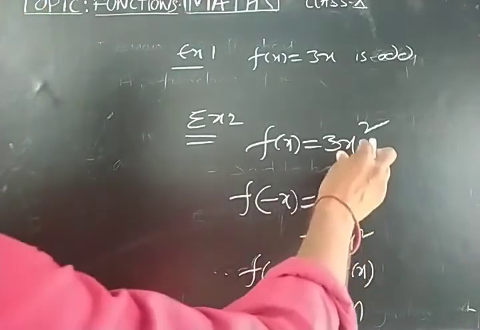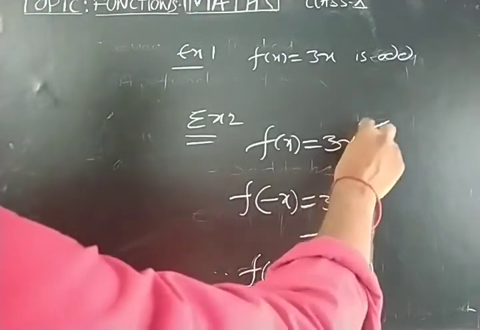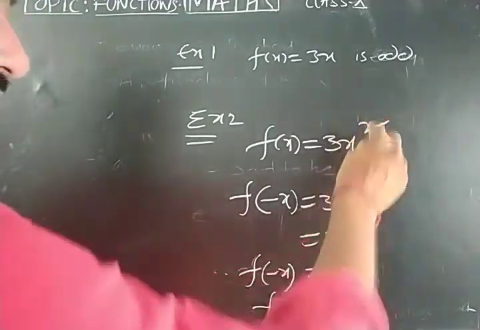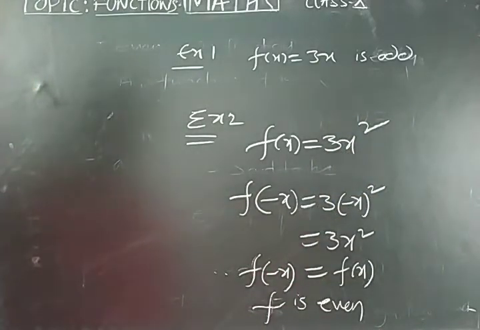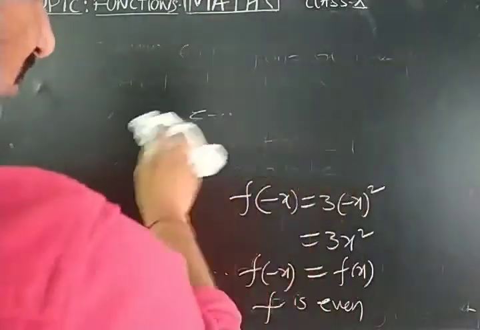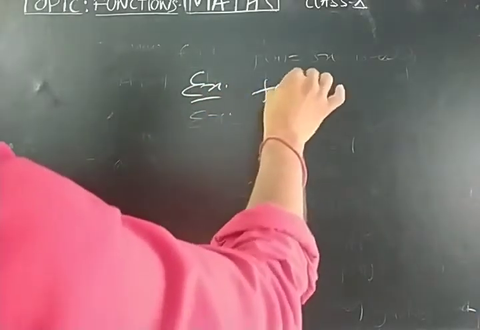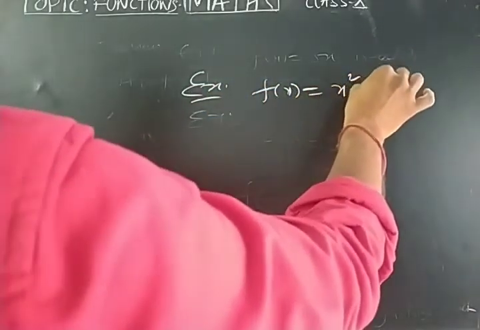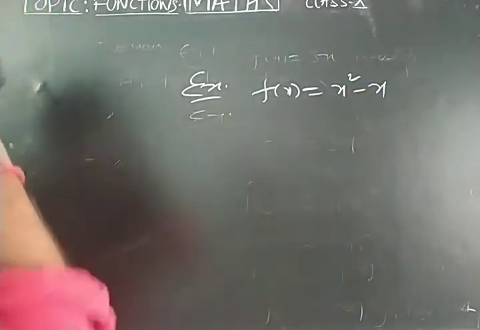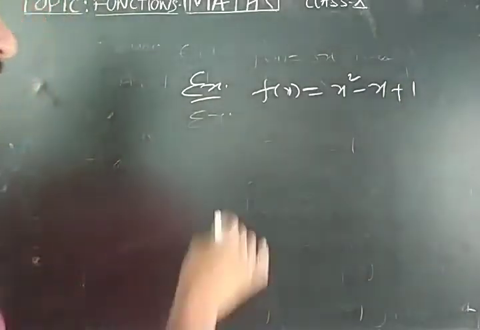See, depending on the power of x, if the x power is even, directly you can say it is an even function, right? And it is depending on the function. Suppose I am taking one more function, I will show. Another example: f of x equal to, suppose, x square minus x. Okay, whatever it may be. X square minus x. This is the function. Plus 1, something.